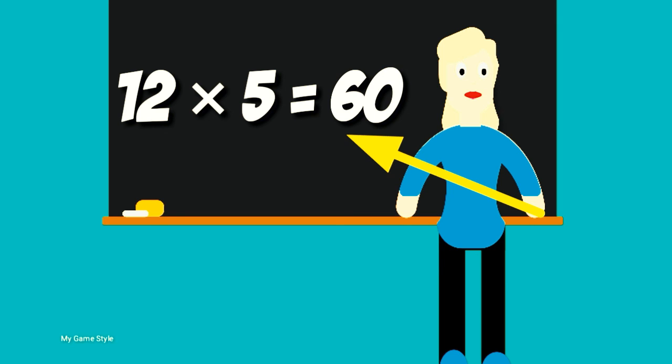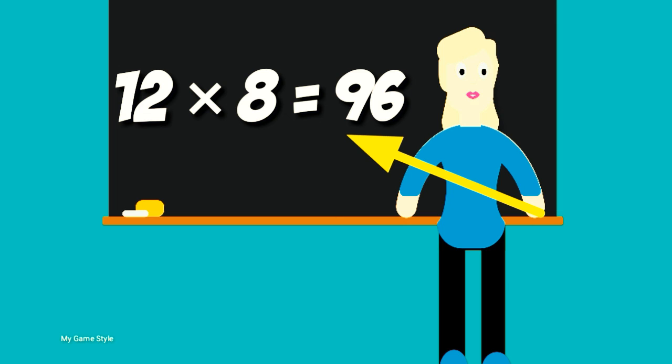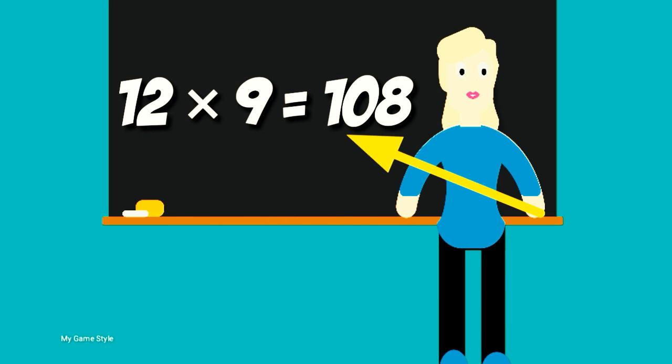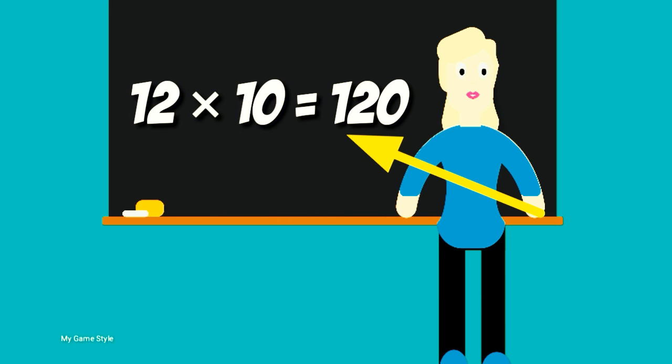12 1 is 12. 12 2 is 24. 12 3 is 36. 12 4 is 48. 12 5 is 60. 12 6 is 72. 12 7 is 84. 12 8 is 96. 12 9 is 108. 12 10 is 120.